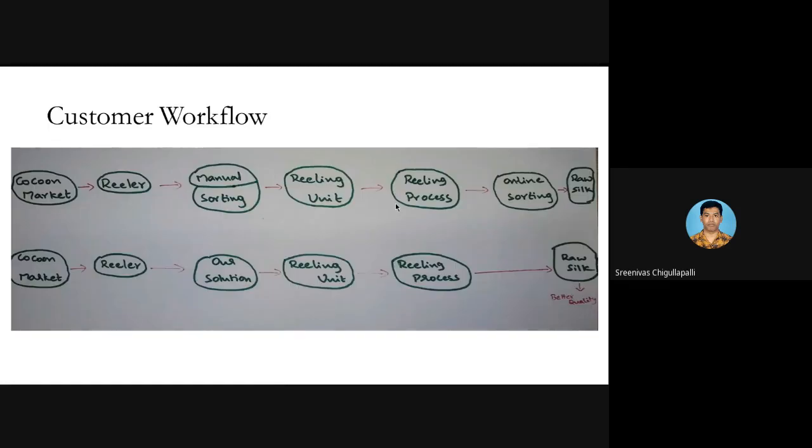So if you look at the customer workflow for the reeler, the reeler buys the cocoons from the market and then does manual sorting. They subject these cocoons to a reeling unit where reeling happens and they get raw silk. But while reeling, the women employed in this reeling activity also sort on the machine itself, which takes a considerable amount of time. So if you have a proper, effective sorting or grading solution in the first place, you can eliminate this online sorting, meaning on-the-machine sorting, which is our proposal for this kind of intervention. Go to the next slide.